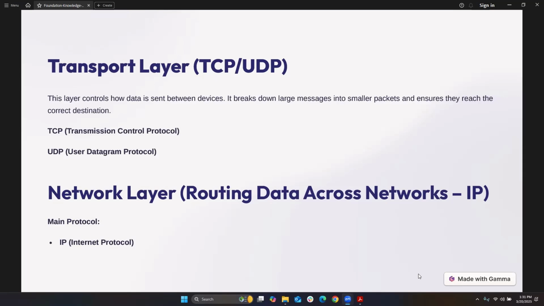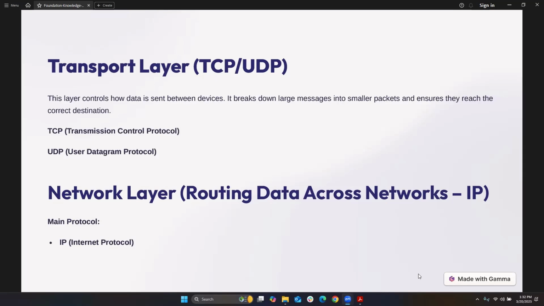So where is UDP used? It is used in live video streaming such as YouTube, Netflix, and Twitch, in online gaming when low latency is required, and in voice over IP calls such as Skype, Zoom calls, etc. For example, if you are watching a live football match online and some data packets are lost, UDP doesn't stop the stream. It does not request missing packets, but just keeps on playing to avoid buffering.